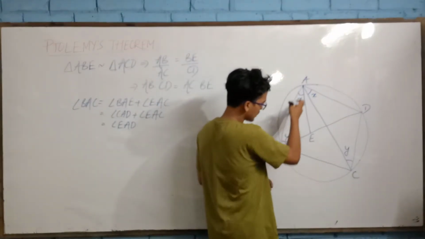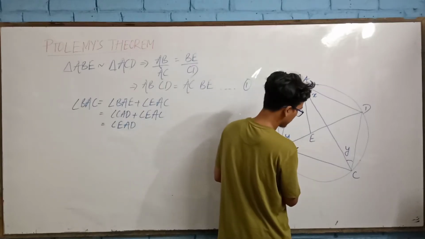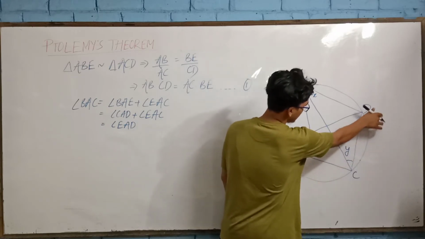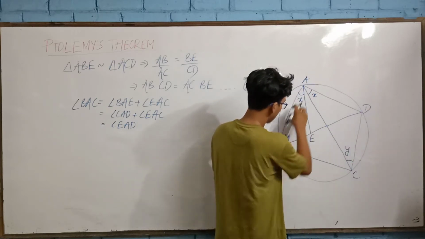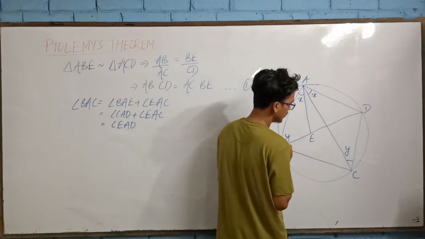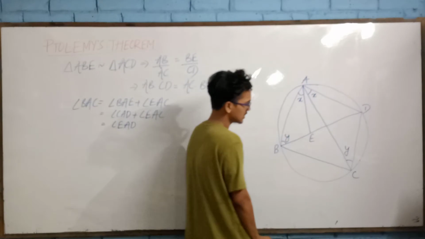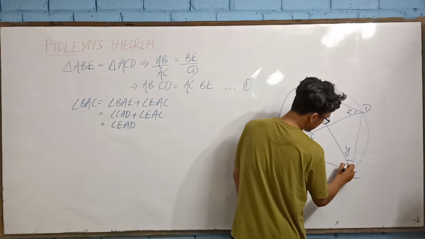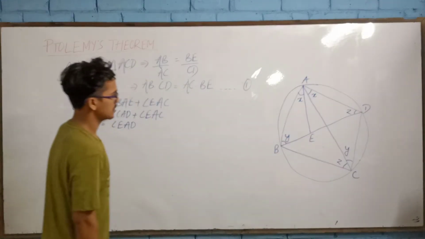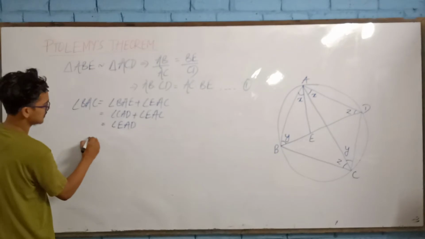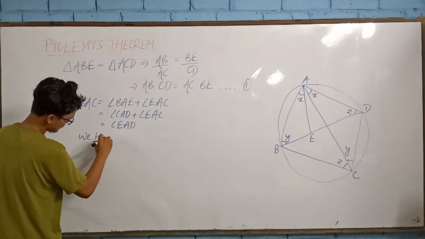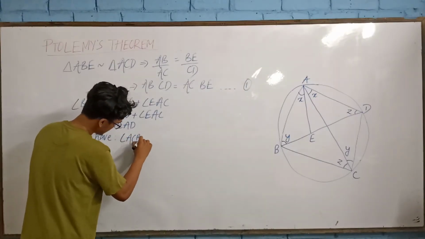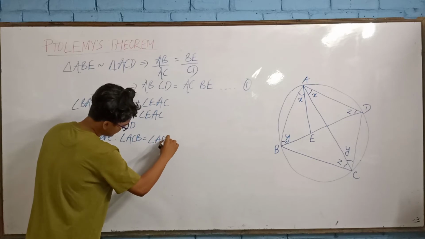Now this AB is a chord, so the angles subtended by this chord AB at point C and point D, that is angle ACB and angle ADB, should be equal, because both these points lie on the circle and within the same segment. So if this is Z, then this is Z too. So we have angle ACB equals angle ADB.